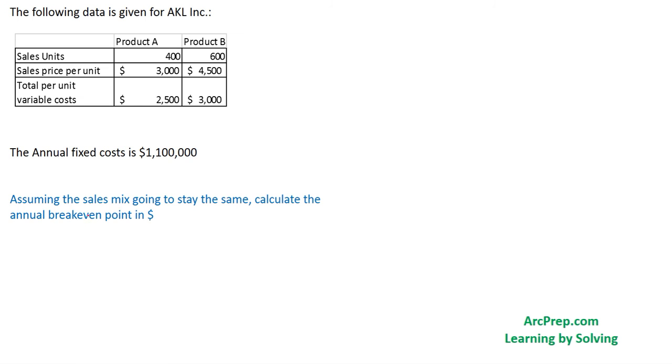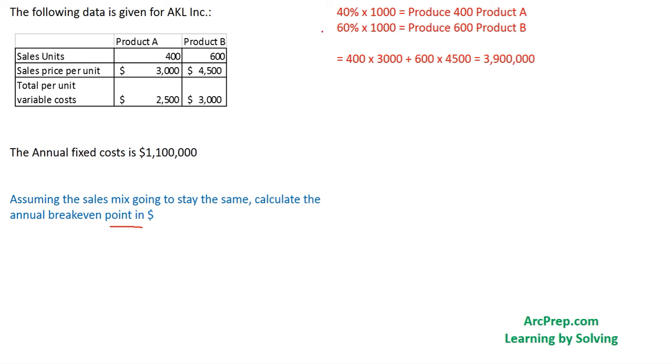Assuming the sales mix is going to stay the same, calculate the annual break even point in terms of dollars. So let's do that. I need to produce, or sell, 400 units of product A and 600 units of product B. 400 times 3,000, 600 times 4,500. 3.9 million is actually going to be my break-even sales. And again, you can subtract the variable cost and subtract the fixed cost. You are going to see that the profit is 0, which is the break-even point.